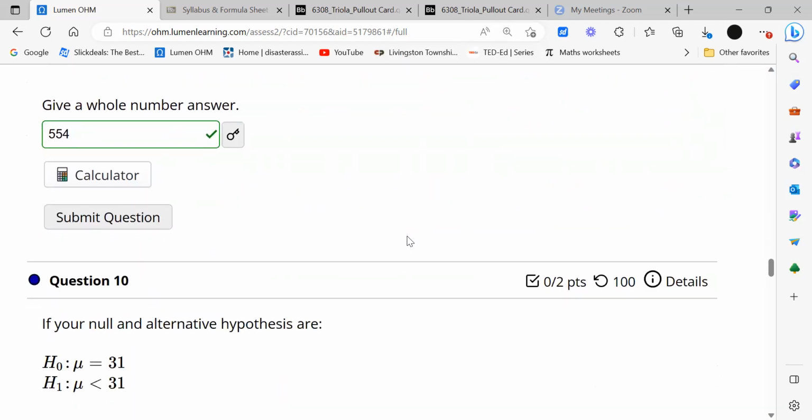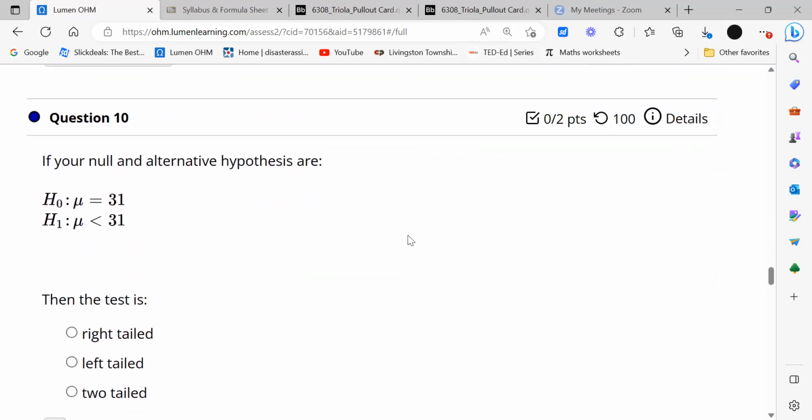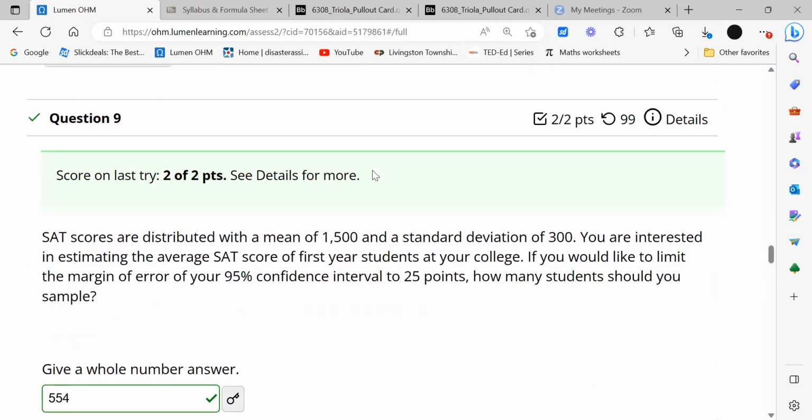All right, let's look at question 10. A student asks: we always round it to the next whole number, right? Yes, exactly. Always the next whole number, no matter what decimal you have.